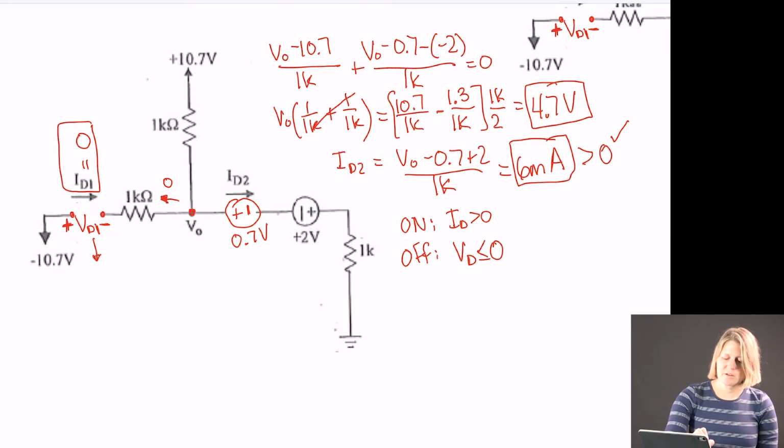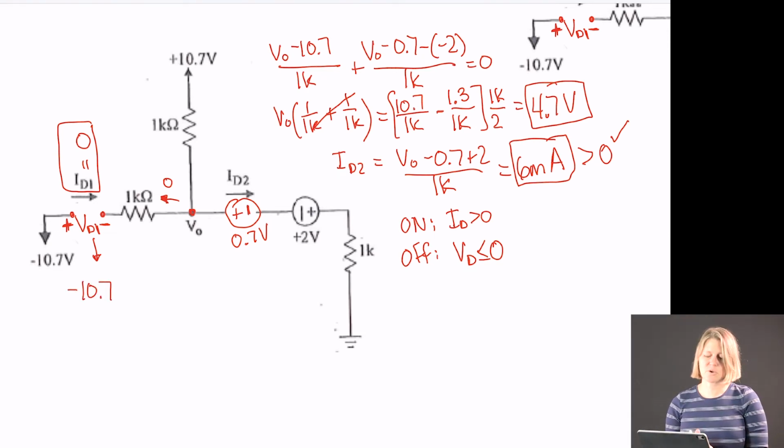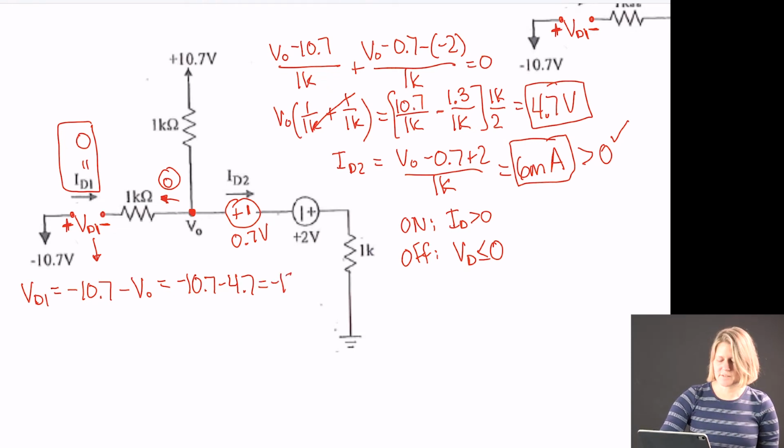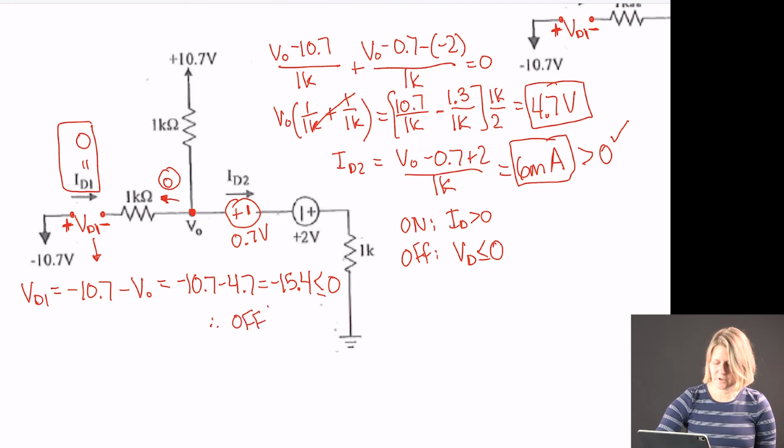And then for VD1, on the plus side, I have a minus 10.7. So VD1 is equal to a minus 10.7, and then with no current there, the value on the negative side is V0. So I have a minus 10.7 minus 4.7, and I have to check that that is indeed less than or equal to 0. So minus 15.4 is less than or equal to 0, so therefore it is off. And those are my assumptions, which are correct. And so this solves the DC.